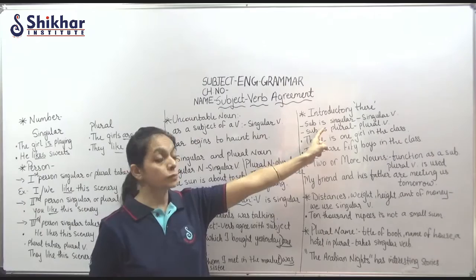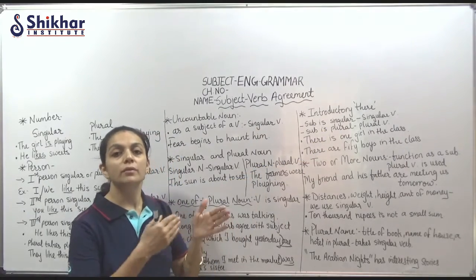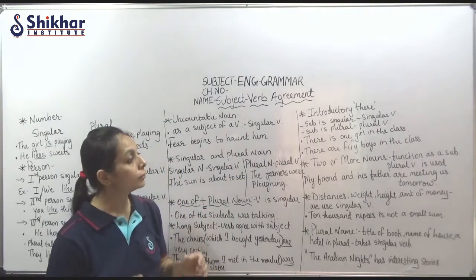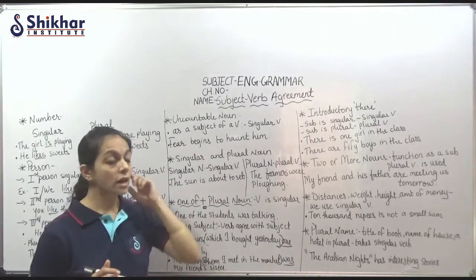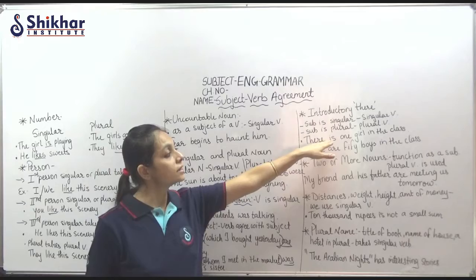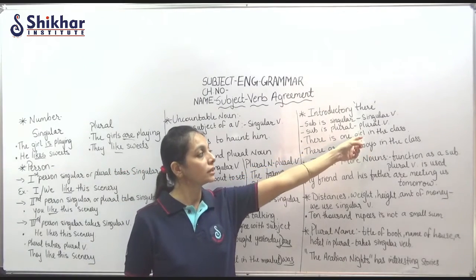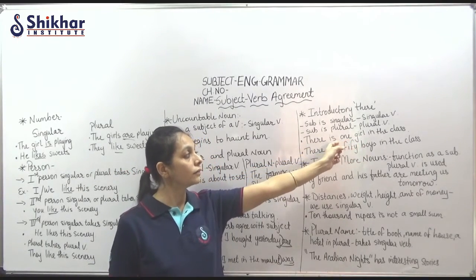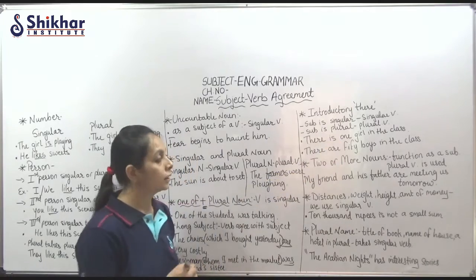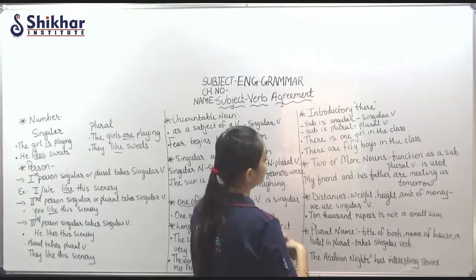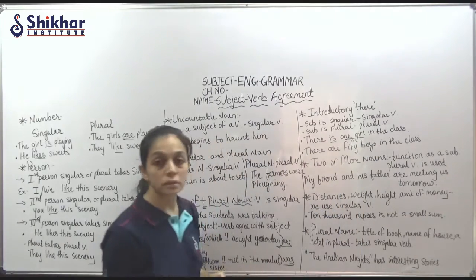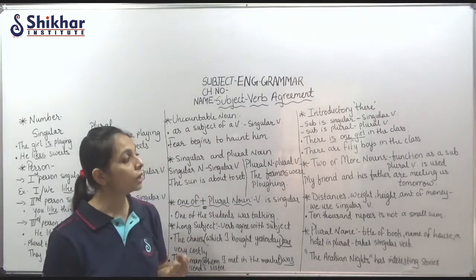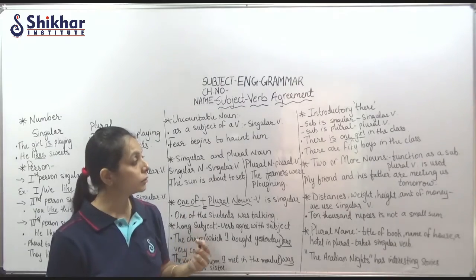If the subject is plural, then there will be followed by a plural verb. See the example to get a clear idea. There is one girl in the class. So the subject is one girl. That is why our verb is... okay, what is our verb? Is. Because the subject, one girl, is singular, the verb is singular.